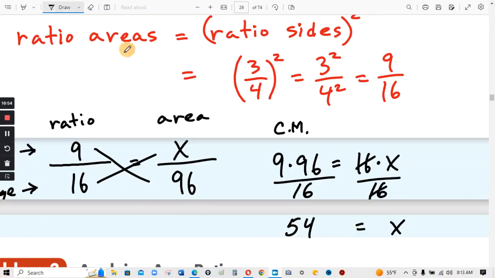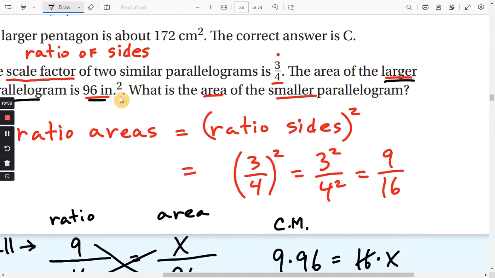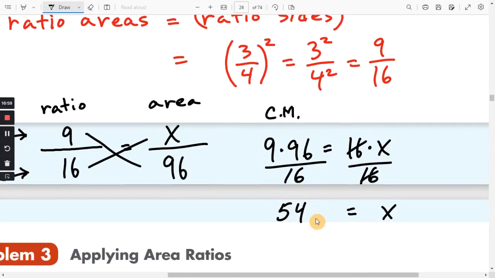Okay, the units were in inches squared for the original area. So the new area is also going to be inches squared.